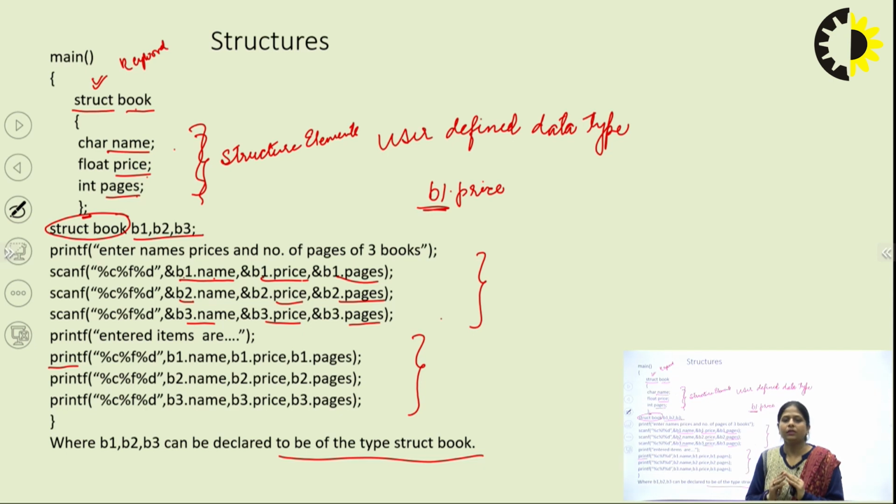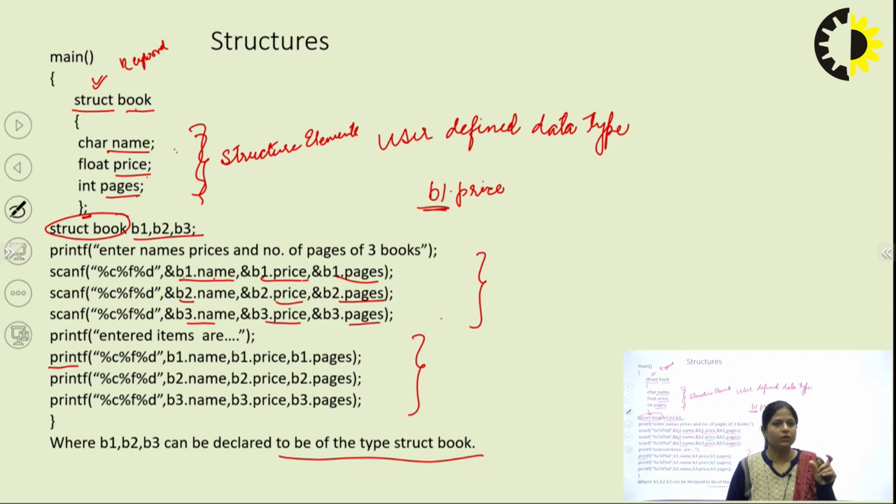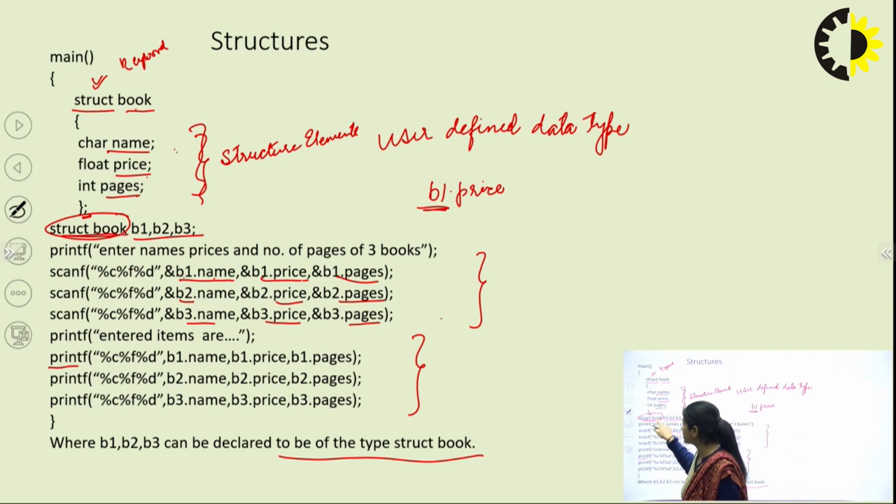We can declare the structure variable in a similar manner as we do with the ordinary variables like integer pages, float price, character name. Here, what is the data type? Struct book. Struct book is a data type and we are declaring the variables of this data type, right?